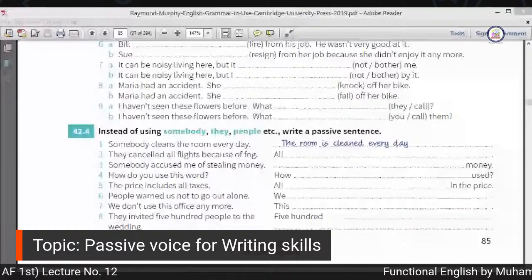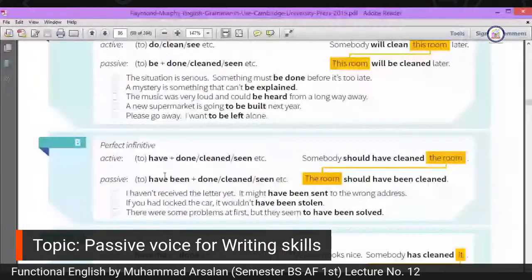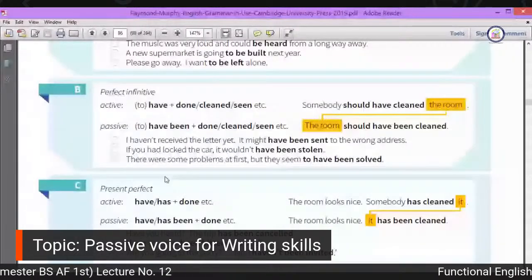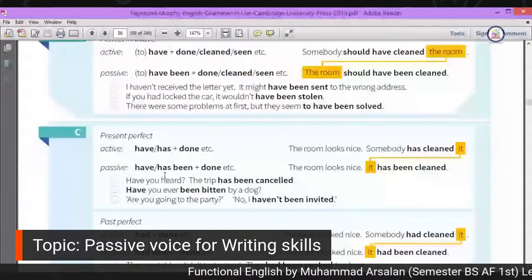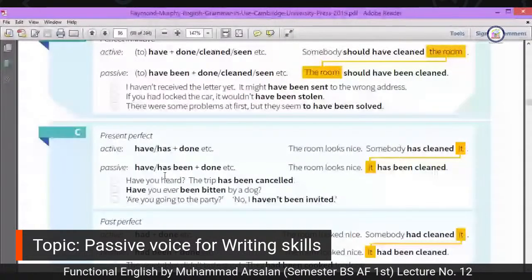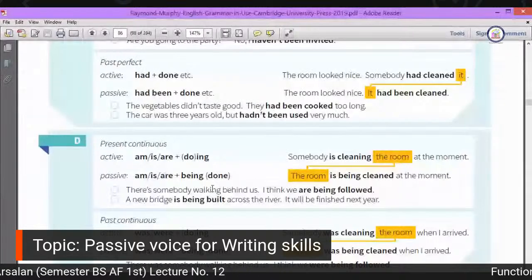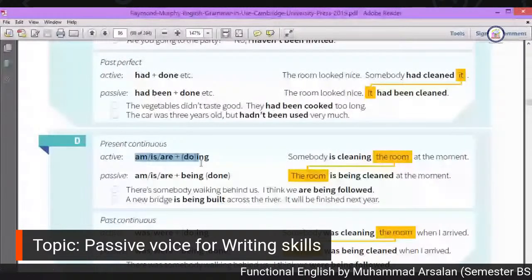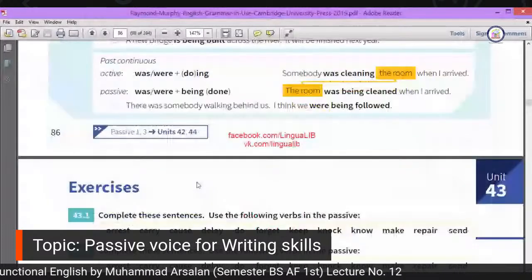So you will find this. Now here you can see the perfect infinitive: have been done, have been cleaned. Continuous tense, past perfect tense: are being done, was being done. So this is in order to make your structure better.